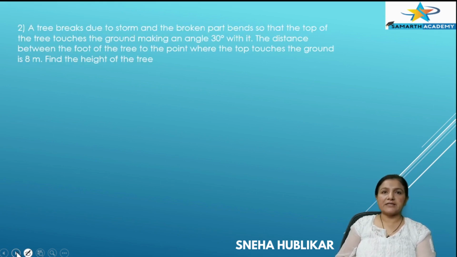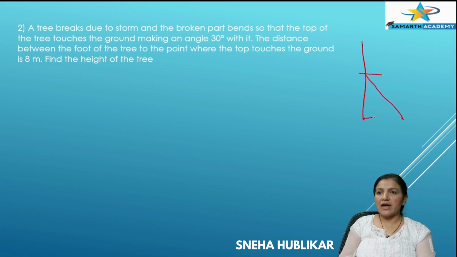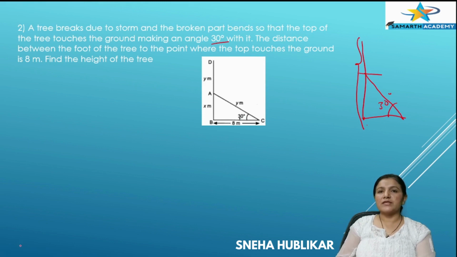Question 2. A tree breaks due to a storm and the broken part bends so that the top of the tree touches the ground. So let us consider this as the tree. If it breaks over here, it will fall down. And he is saying it is making an angle of 30 degrees with the ground. And he is asking to find the height of the tree. Basically, this is the height of the tree. So here is our diagram.